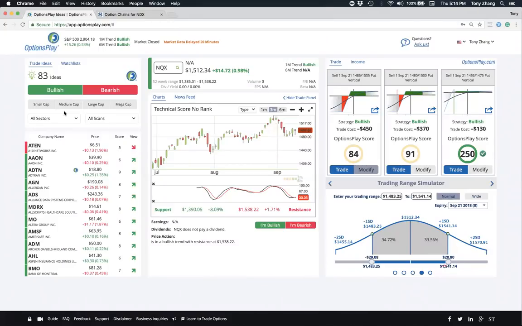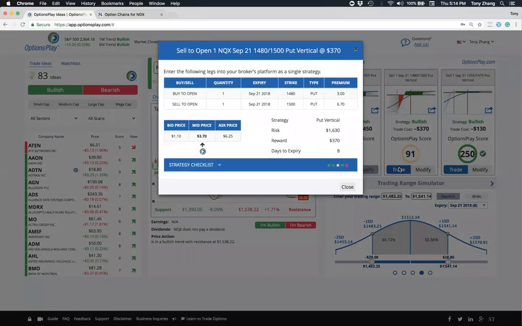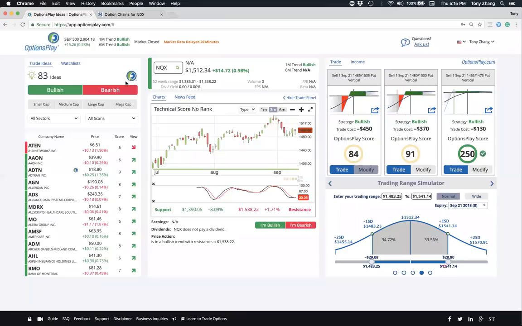Terry's asking, can you show what the trade button does for constructing the actual trade? Great question. For those of you that are actually looking to trade these strategies, when you hit the trade button, it'll give you the details on how to enter this trade into your broker's platform. This is designed to give you a quick understanding of how to enter these trades into your broker's platform. It is designed to be broker agnostic, so you can use this for any form of trading.